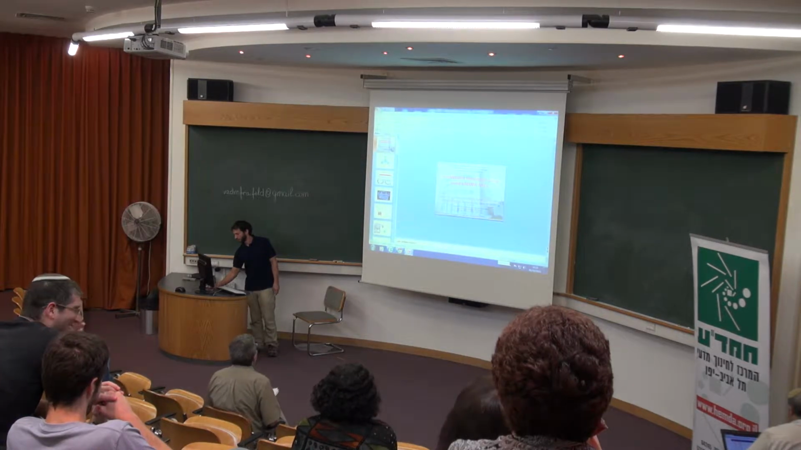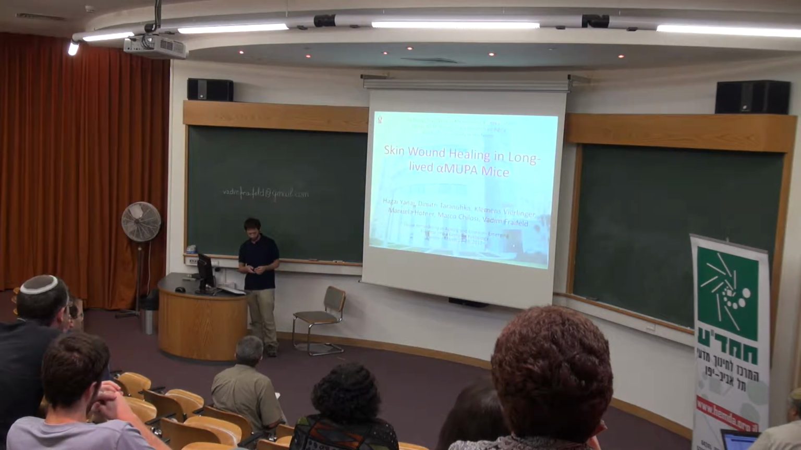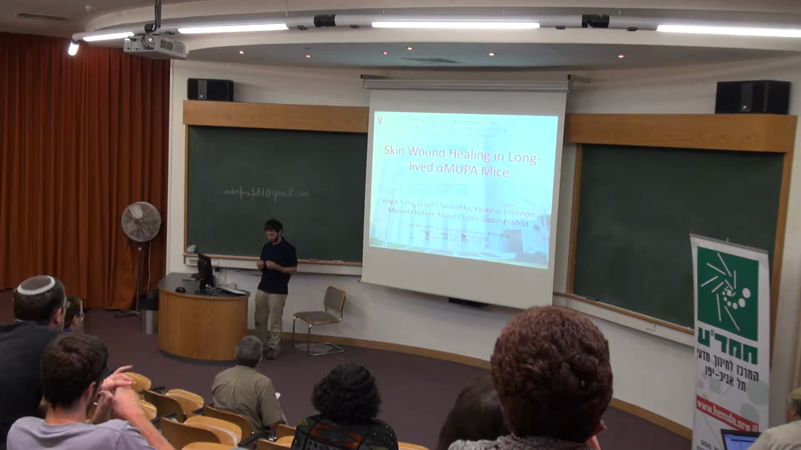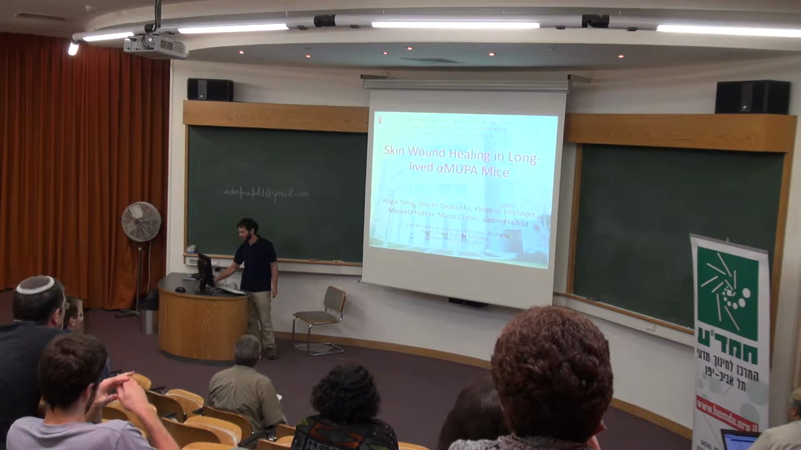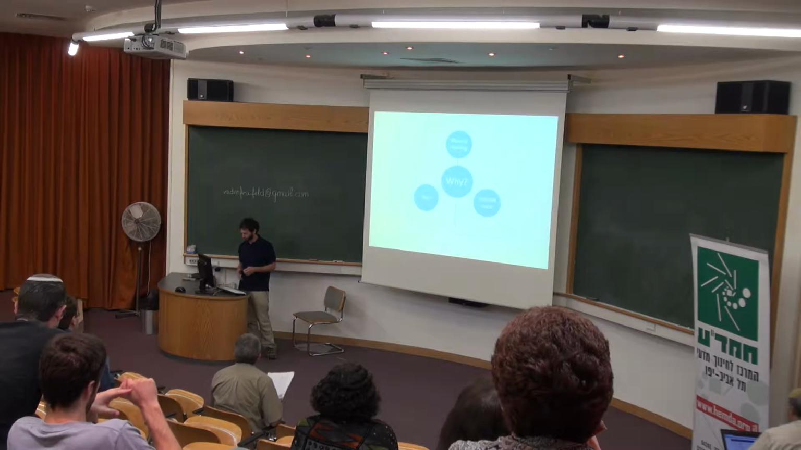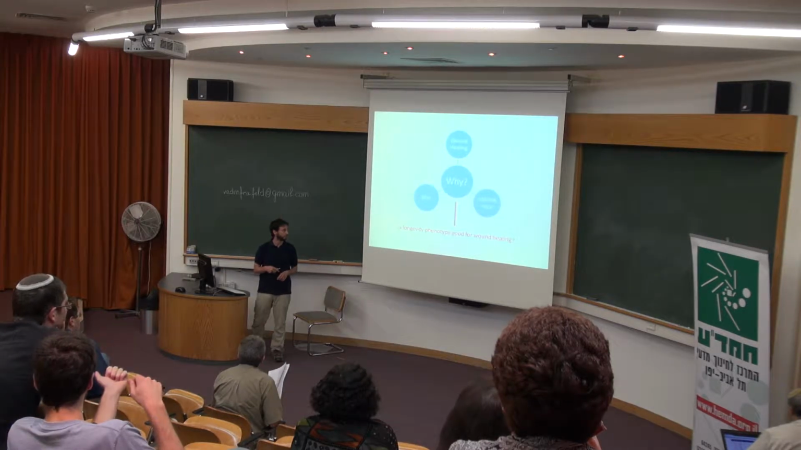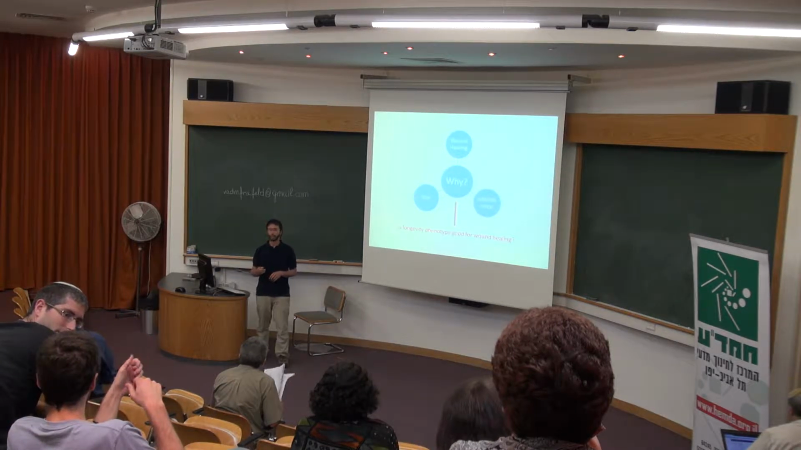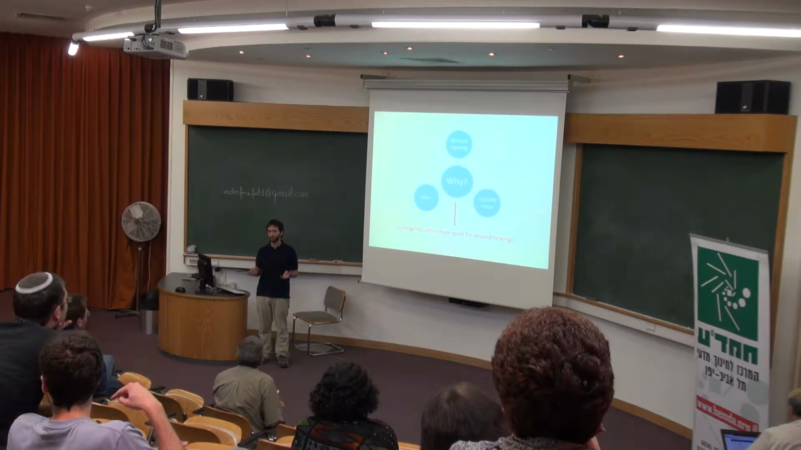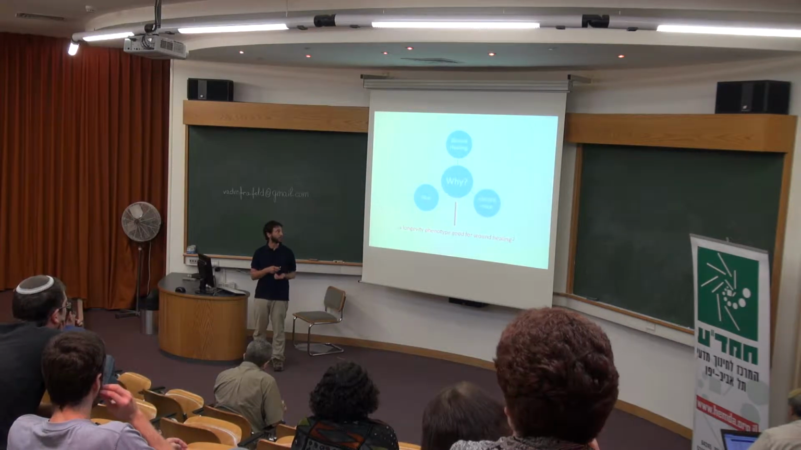I only have 5 minutes to explain something that should take at least 15, so I apologize in advance for the rushed explanations. The research question was very simple: is the longevity phenotype good for wound healing? And we chose the skin as a model for various reasons, which I don't really have time to explain.